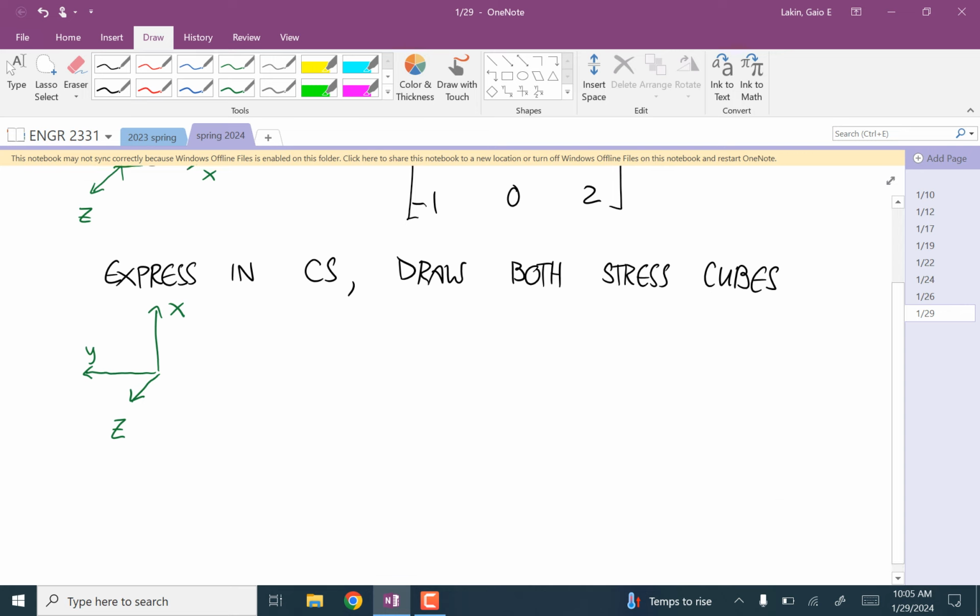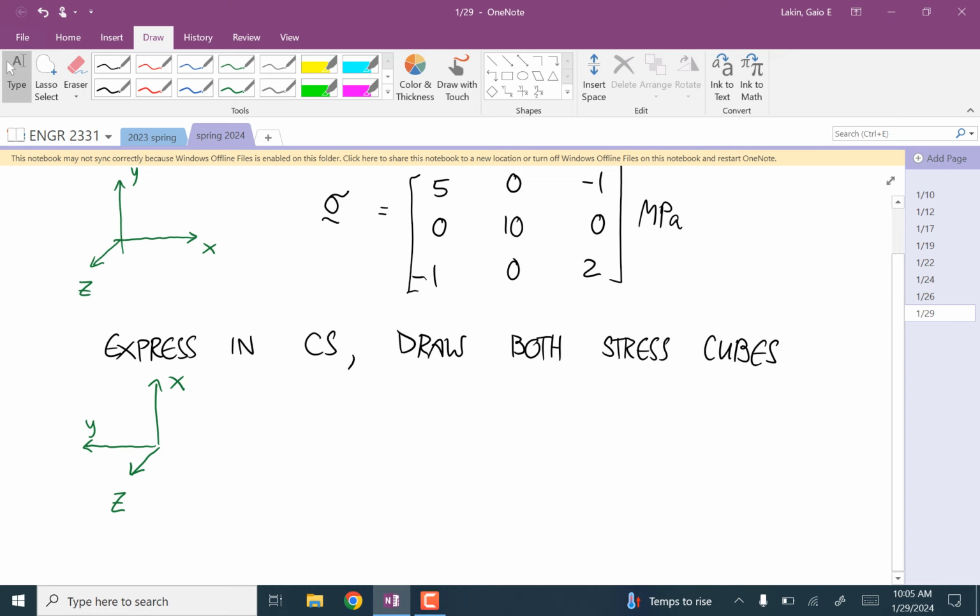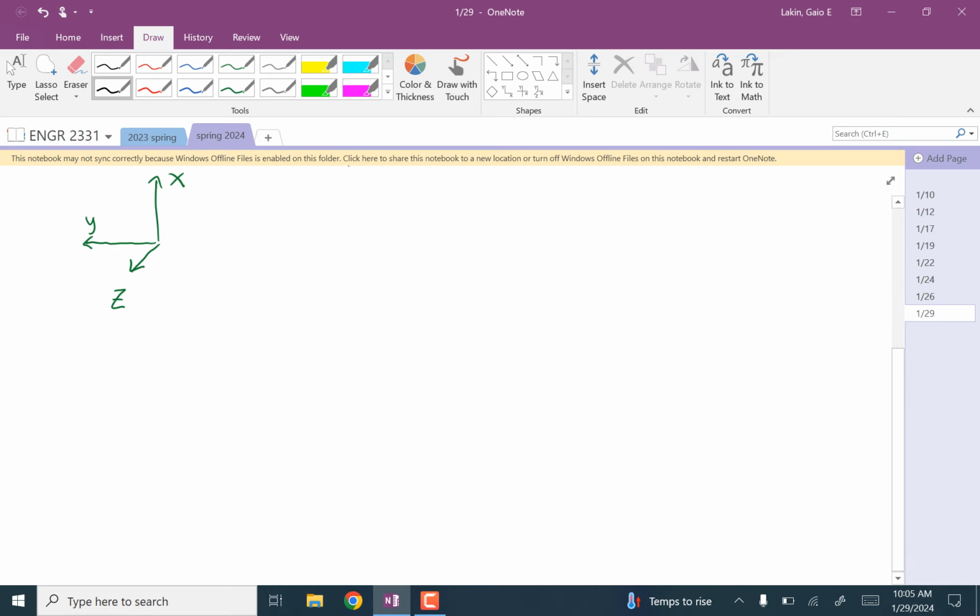Okay, so the rotation, we're going from something like that to something like that. The z-axis is staying the same. So what rotation do you need? 90 degrees about z? Yes, positive 90 degrees about the z-axis.